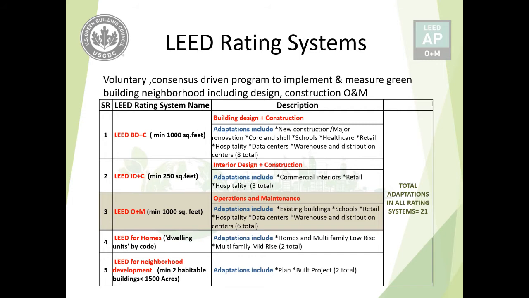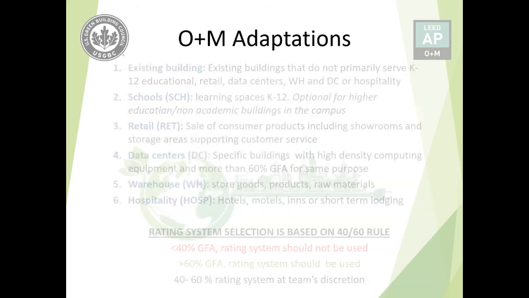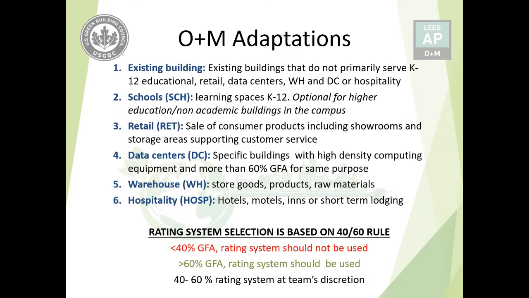So we have in total for LEED operation and maintenance only 6 adaptations. For the adaptations, the existing buildings are basically all the buildings except the 5 below. It should not be a school, retail, data center, warehouse, or hospitality building. So that's the reason healthcare is considered an existing building.